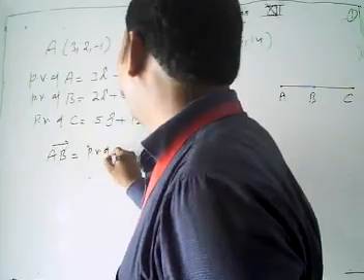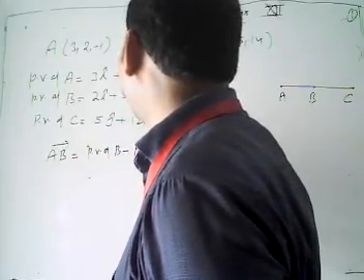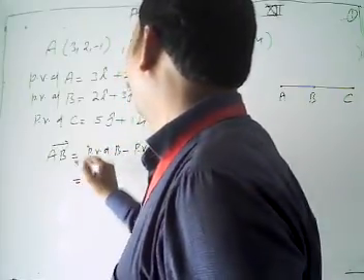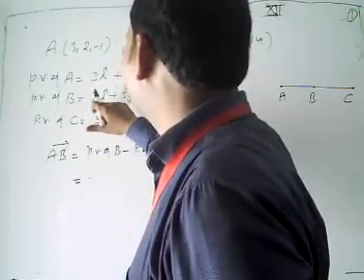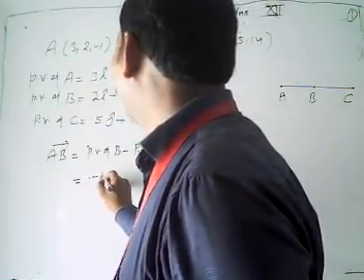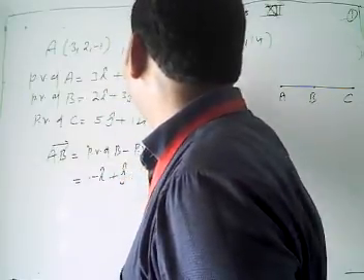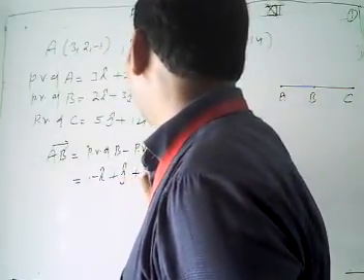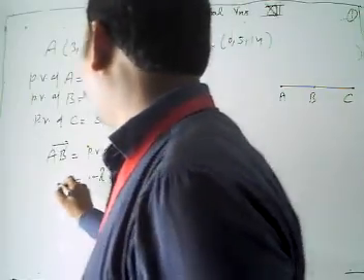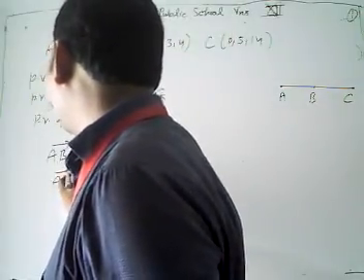Position vector of B minus position vector of A gives AB. What is 2 minus 3? It's minus i cap, then 3 minus 2 plus j cap, then 4 minus minus 1, plus 5k cap. Now we get the directed line segment of vector AB.